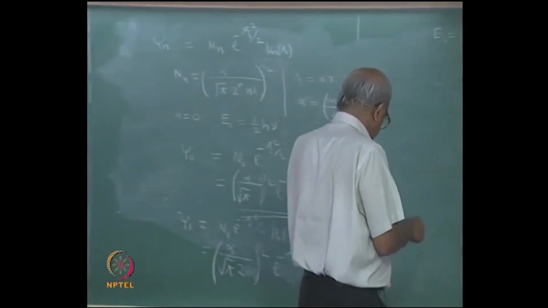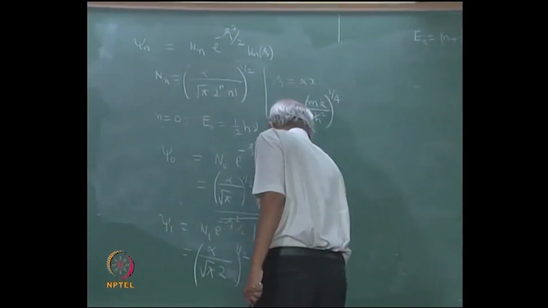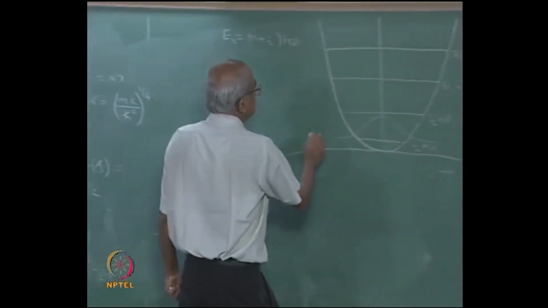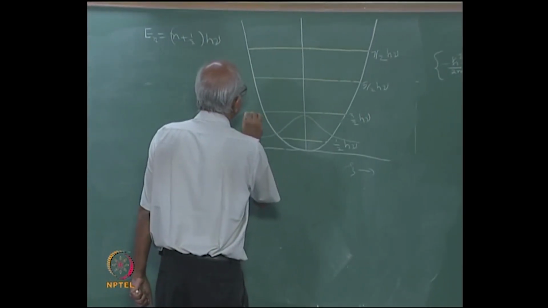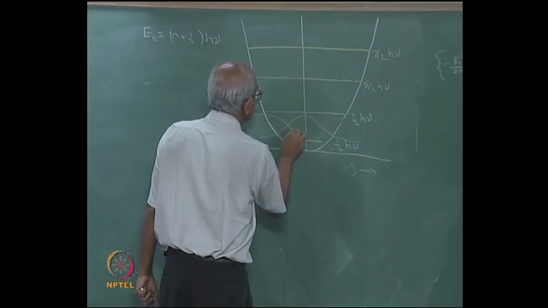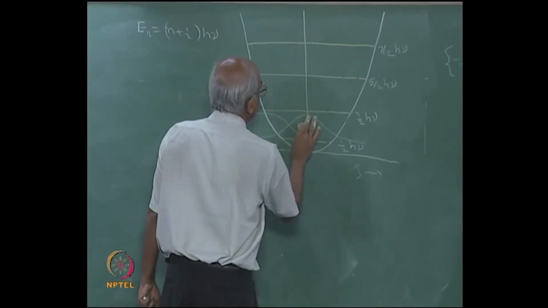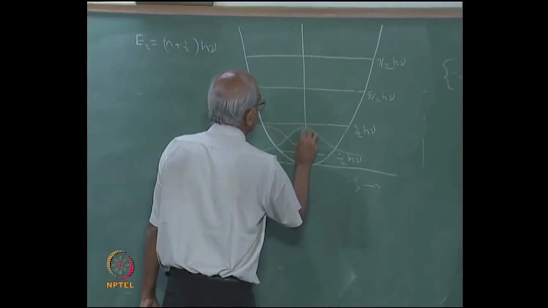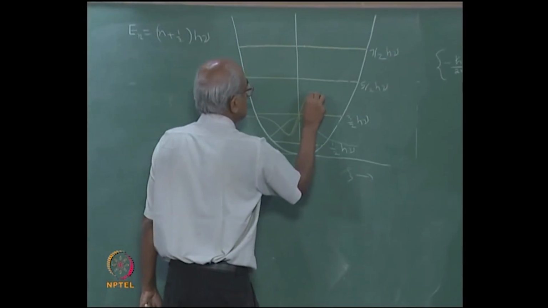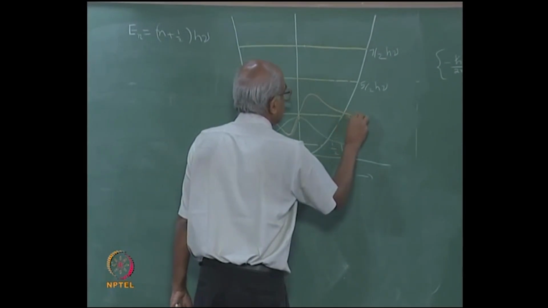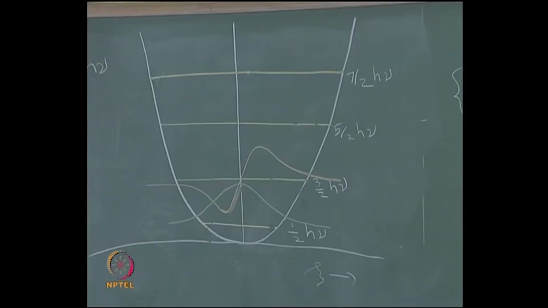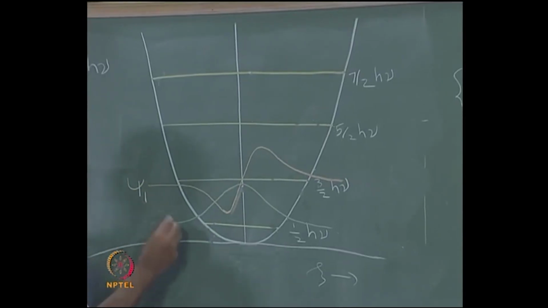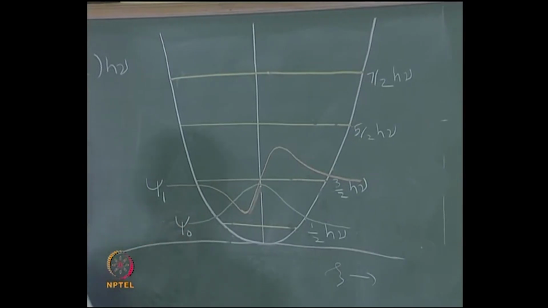So, how will it look? I will make a plot. I hope this is not too confusing, because I am plotting different functions in the same picture. If you find it confusing, I will draw it separately. So, that is our psi 1. This lower one was psi 0.